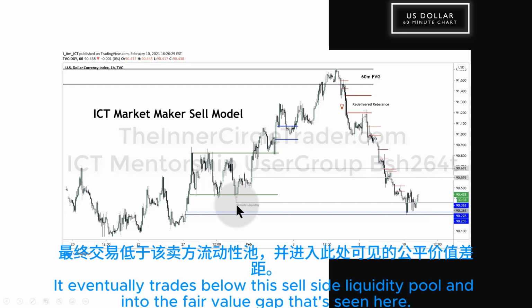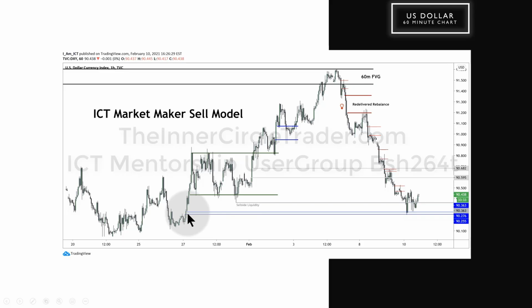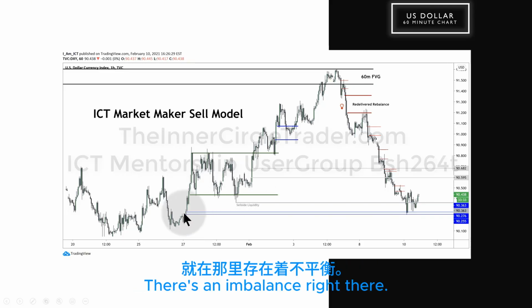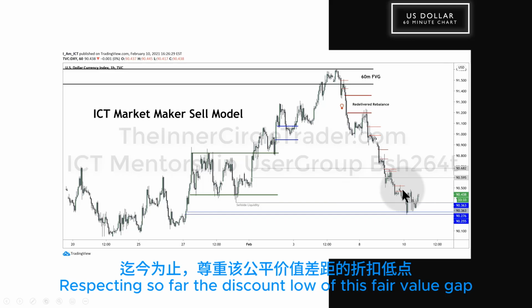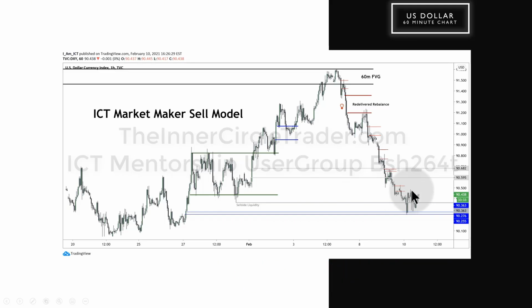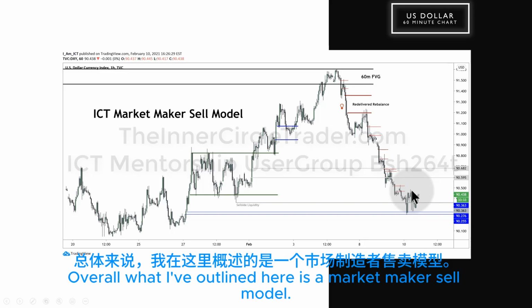It eventually trades below this sell side liquidity pool and into the fair value gap that's seen here. So below this low, sell side liquidity, how far can it go? There's an imbalance right there. Trades into that handsomely and has a little bit of a bounce, respecting so far the discount low of this fair value gap there. Overall, what I've outlined here is a market maker sell model.